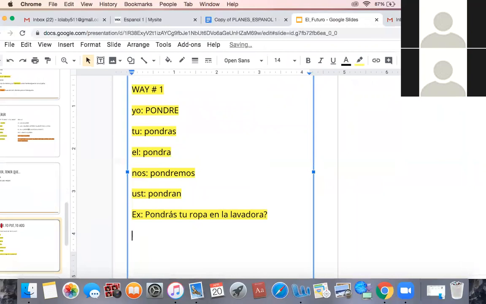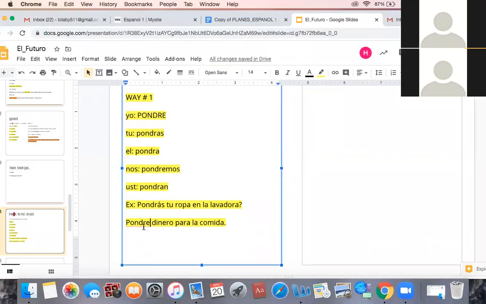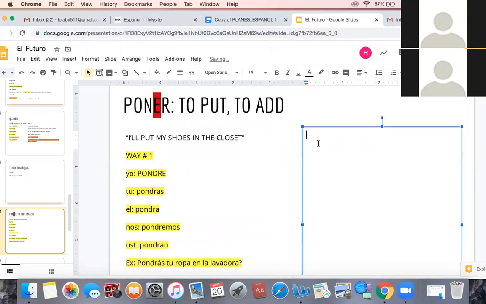A statement. Pondré dinero. Dinero means money. Pondré dinero para la comida. I'm going to put money for the food, right? Something you would totally say. Yes, Google, I know you need an accent. There you go. Bueno, so that's way number 1.